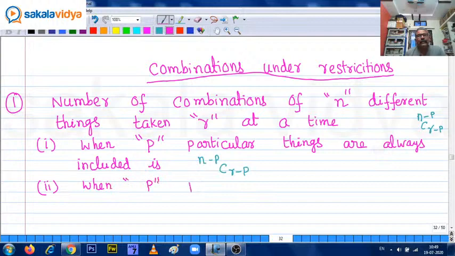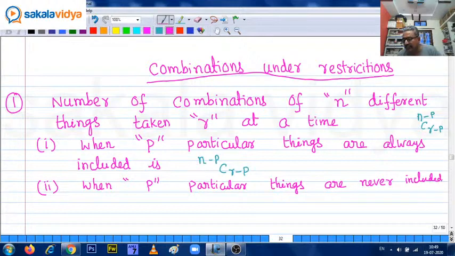When P particular things are never included, that means they should always be excluded. Never included means we need to keep the P things aside.